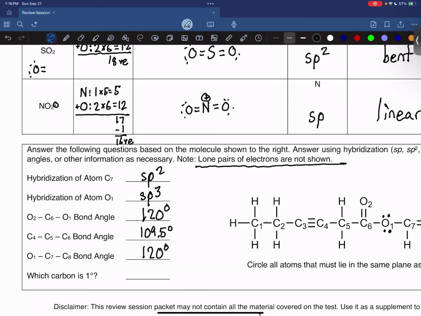So this one, which carbon is the primary carbon? I would just look over here, start with the first one. And you can see this first one actually already answers it for us. It's only bound to 1 other carbon, this one. So that makes it pretty easy. So this one's C1.